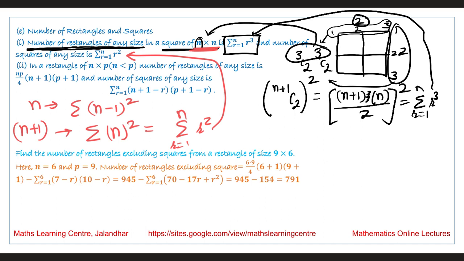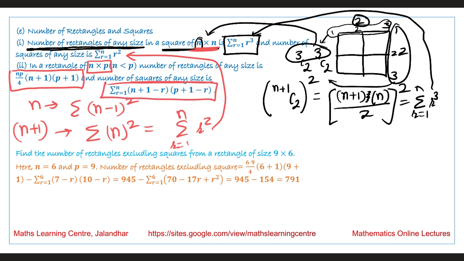Next is a rectangle. Now a rectangle is given, and it is given that it is n cross p and n is less than p. The number of rectangles of any size that can be formed is n p by 4 into n plus 1 into p plus 1, and the number of squares of any side that can be formed is equal to this.